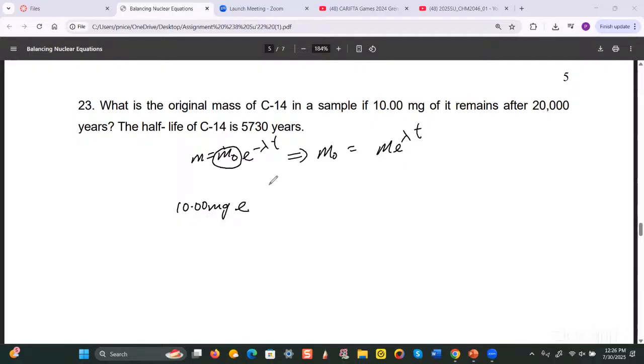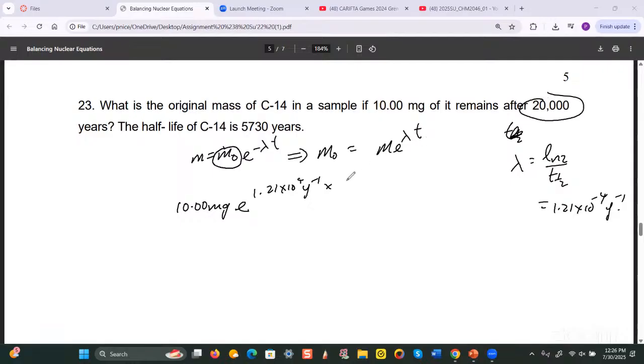Multiplied by e to the lambda. Now lambda, we don't know what that is, but we calculated lambda earlier because we know that lambda is equal to ln2 over the half-life. And what was lambda that we calculated earlier? 1.21 times 10 to the minus 4 years to the minus 1. So that goes here, 1.21 times 10 to the minus 4 years to the minus 1, multiplied by t. And t is 20,000 years.